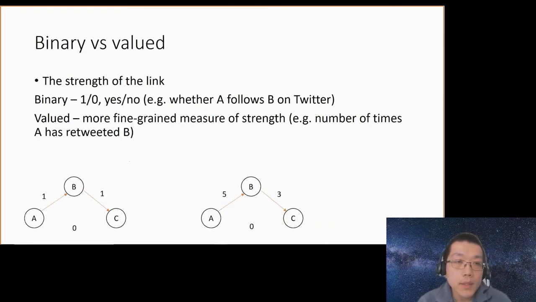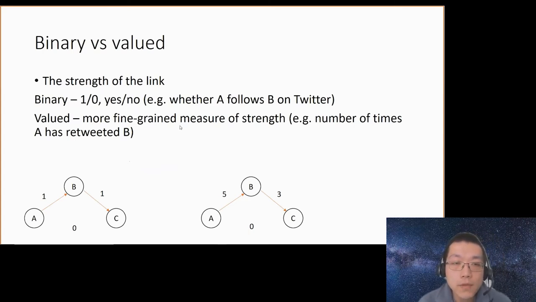When you consider the strength of each link or network tie, it can be either binary or valued. If it's binary, that means it's either 1 or 0, representing whether there is a tie or there isn't. For example, if you're studying the following network on Twitter, then it should be a binary network, because either someone followed the other or they didn't. This is shown on the left part of the graph.